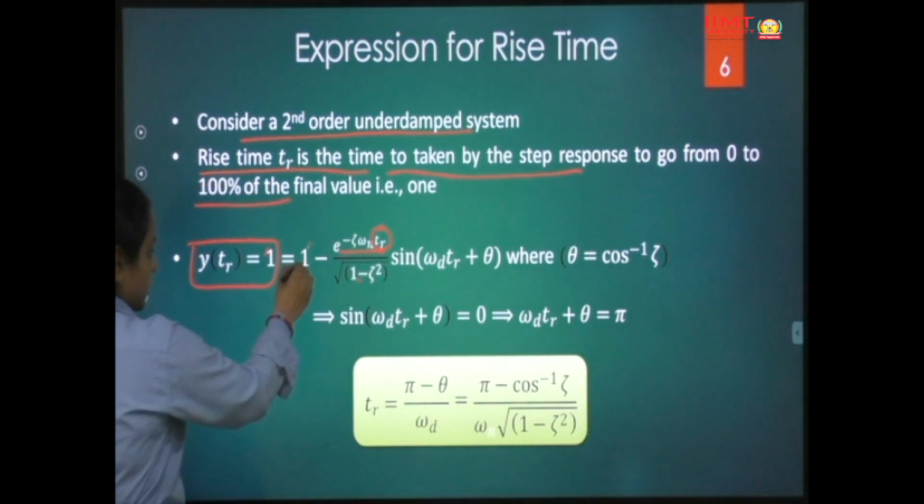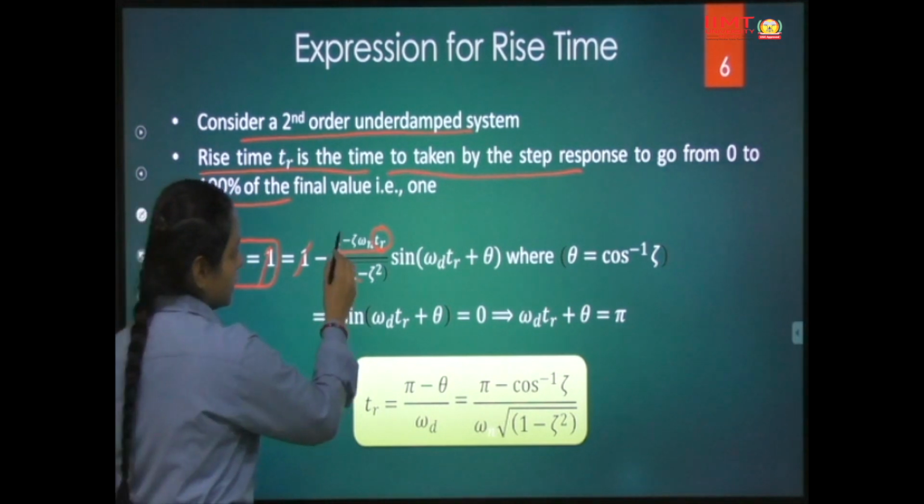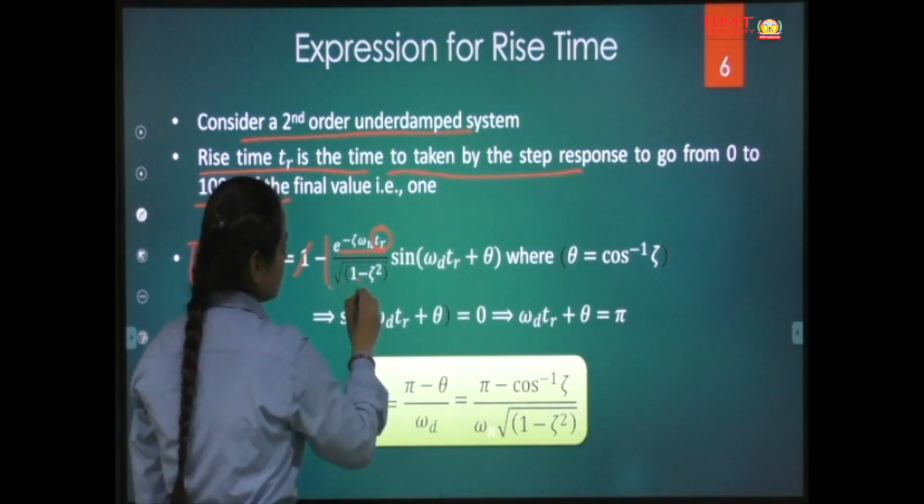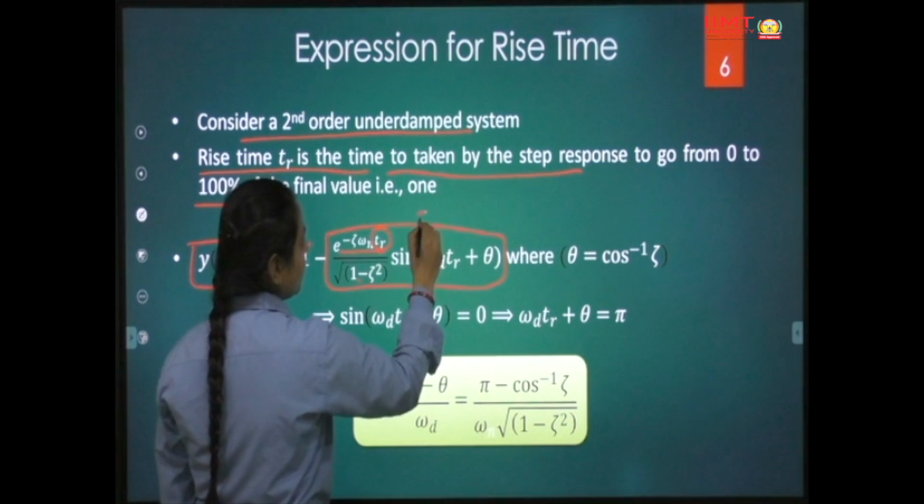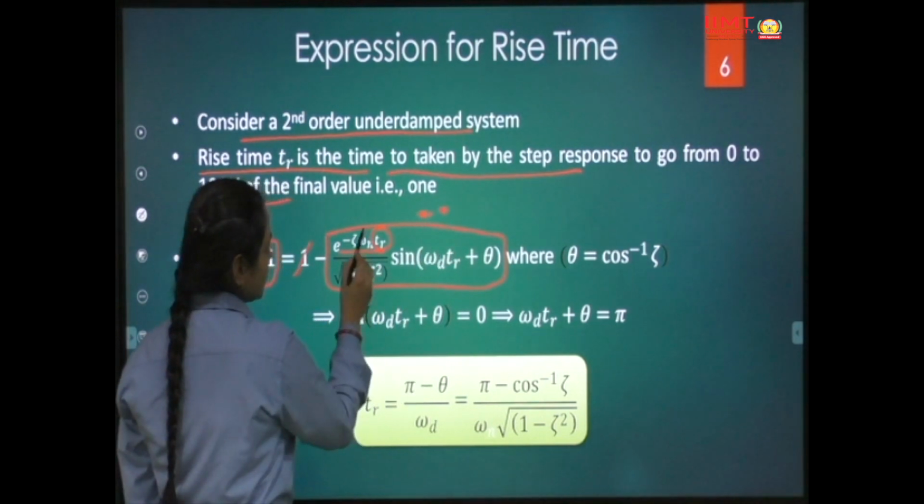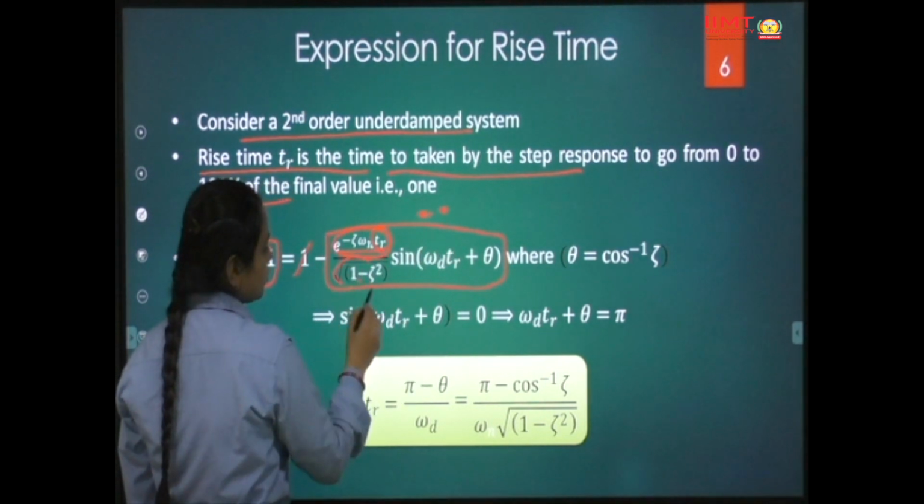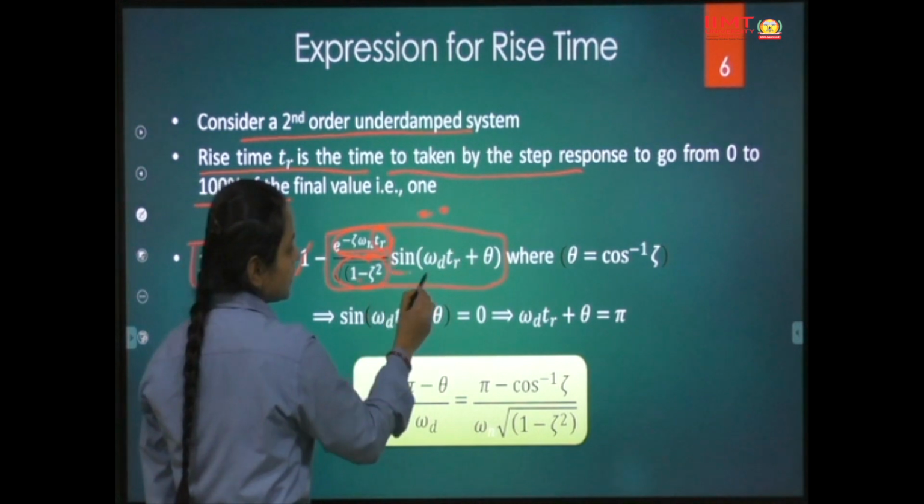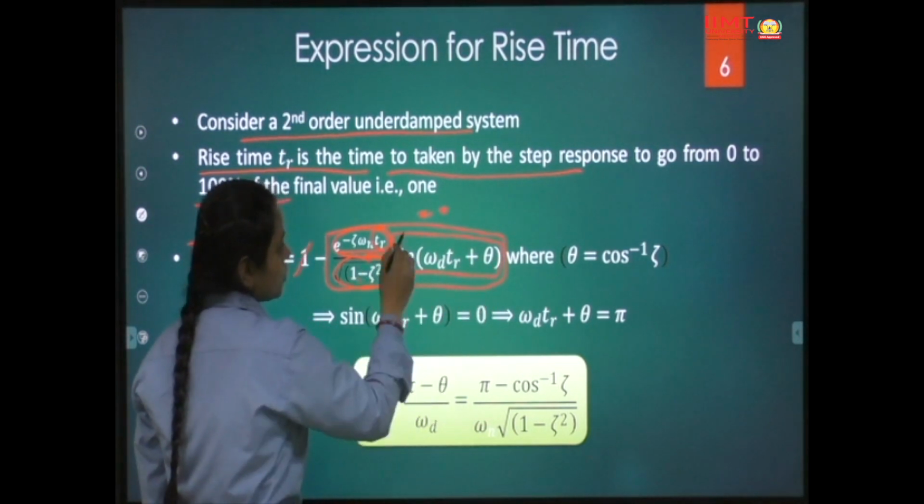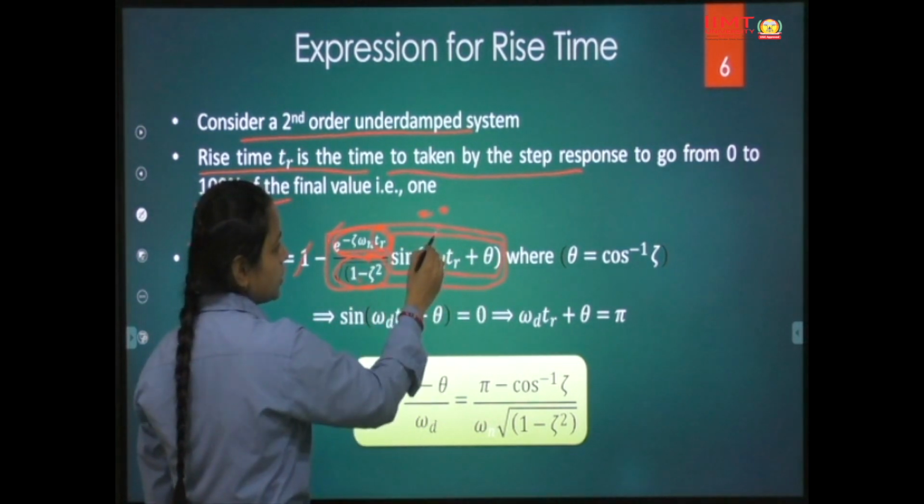So if we solve this, one would get cancelled out and this term would become 0. So this would be equal to 0. As we know, this is not 0 and this is also not 0. So for this whole term to be 0, this should be 0.